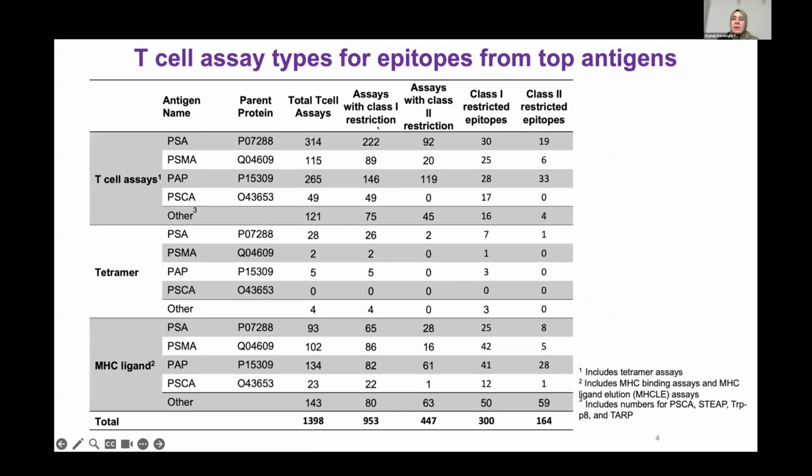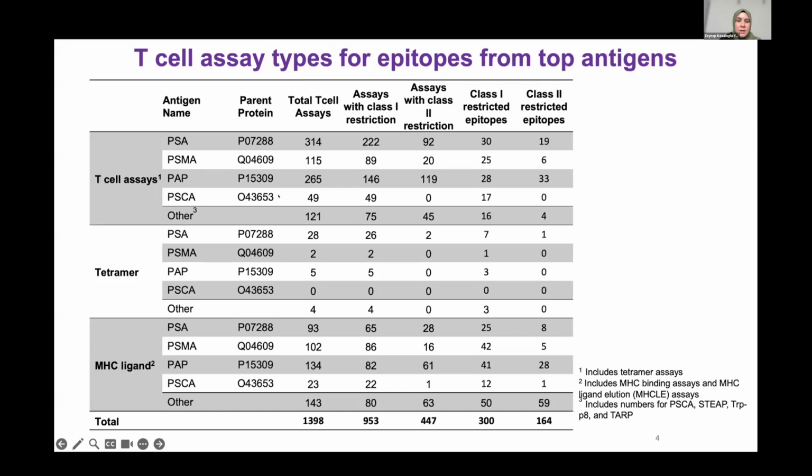Next, we had a look specifically at the T-cell assays for the epitopes from the top antigens. As I mentioned, we're focusing on the top 4, and we wanted to see what kind of assays have been mostly reported for these. Overall, we captured nearly 1,400 assays across several assay classes, including the T-cell assays, the tetramer staining, and the MHC ligand assays. And as we can see here, we also have the breakdown into class 1 and class 2 restricted epitopes.